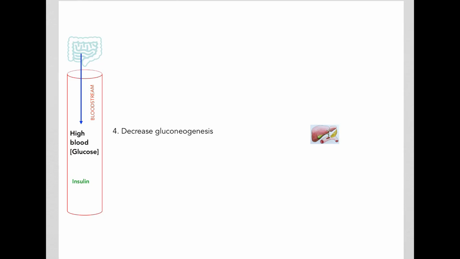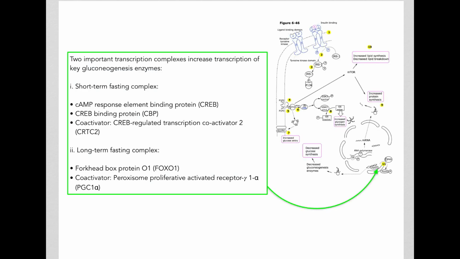Now let's look at how insulin decreases glucose synthesis, or gluconeogenesis, which is predominantly in the liver. There are two very important transcription complexes which increase the transcription of key gluconeogenesis enzymes. The faster the transcription of the gluconeogenesis enzymes, the higher the concentration of gluconeogenesis enzymes, and the faster gluconeogenesis will happen.